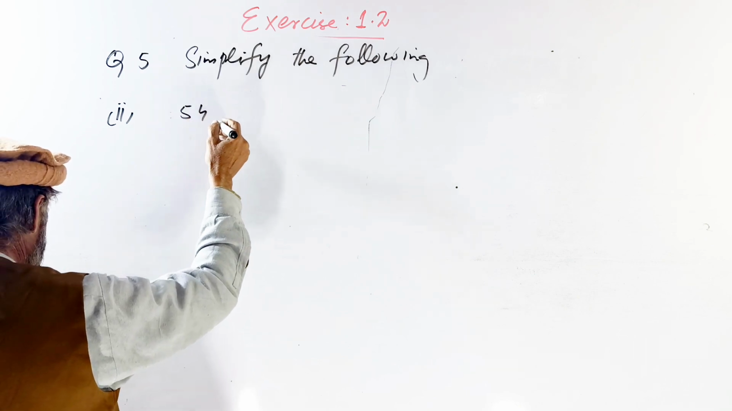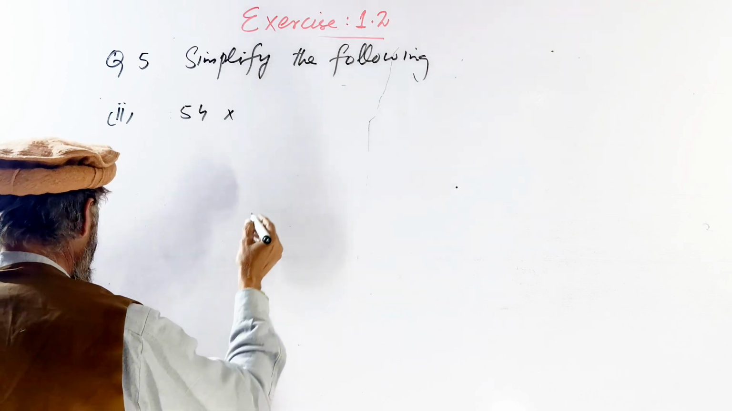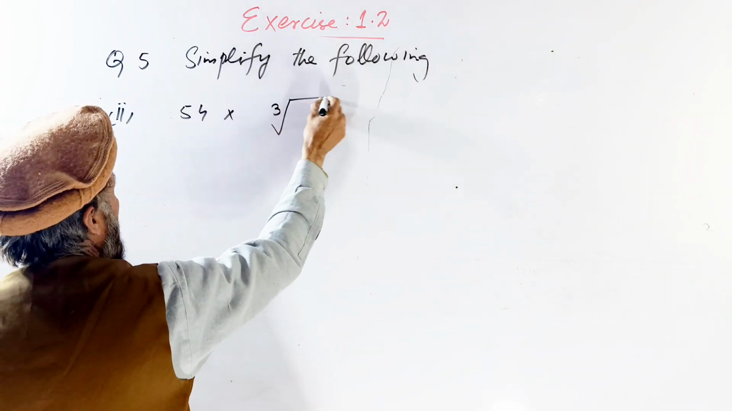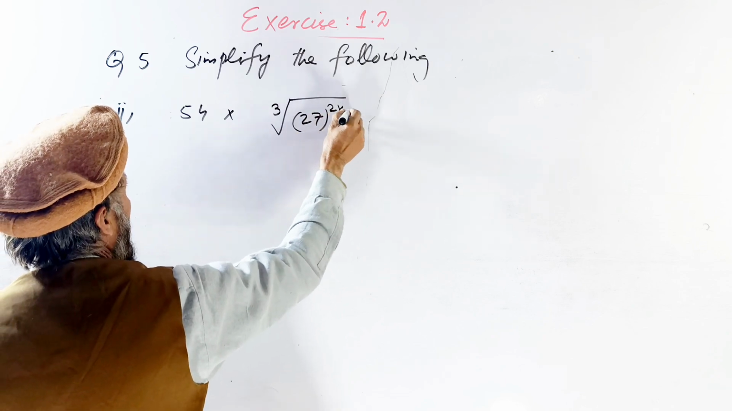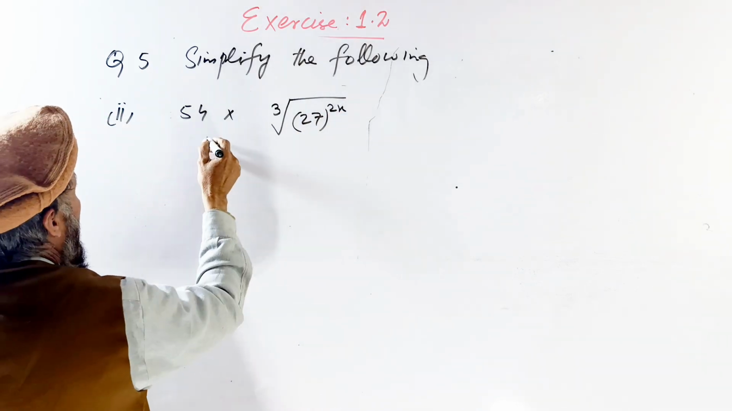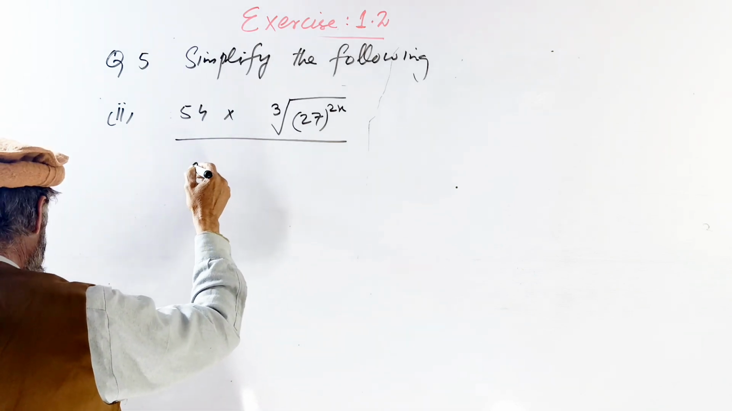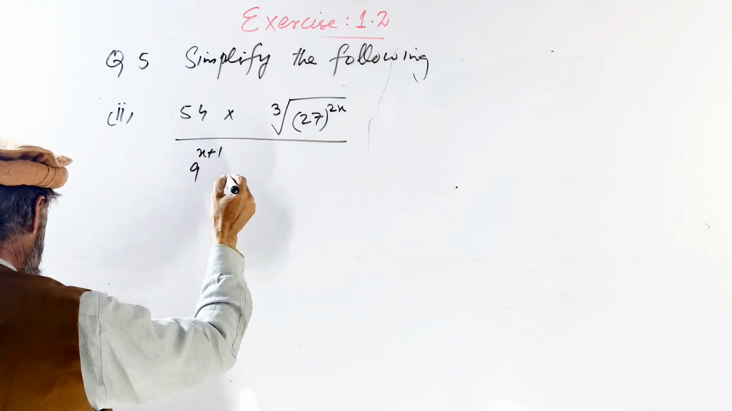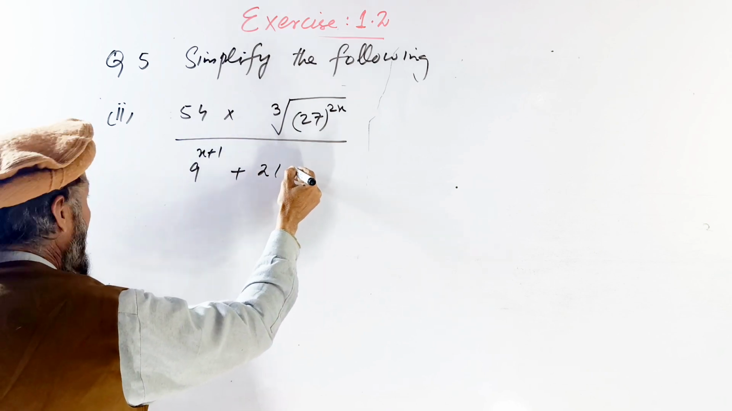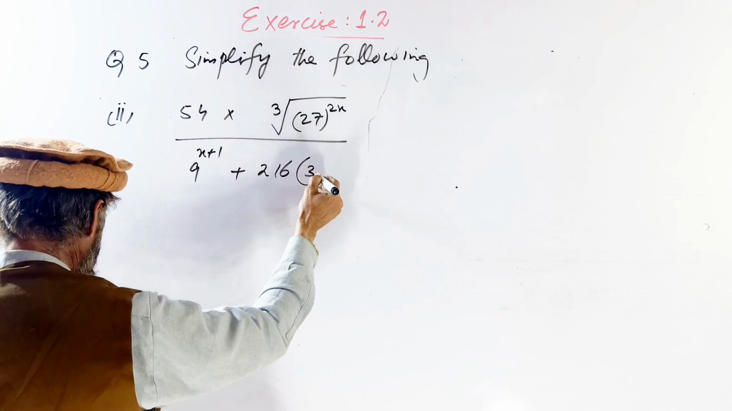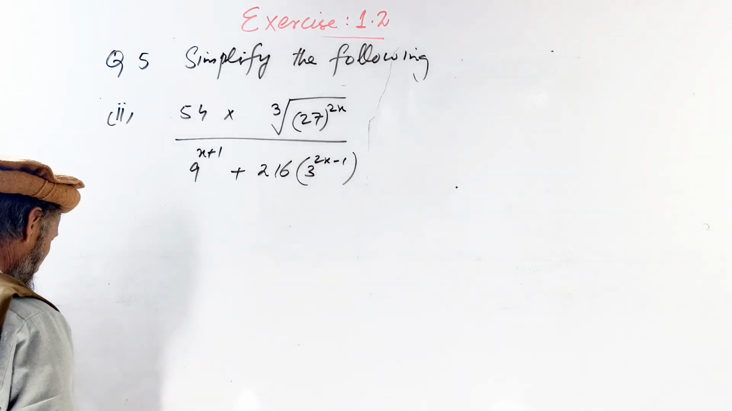Question 2, part 1: 54 multiplied by the index form of 3, 27 whole power 2x, divided by 9 power x plus 1, plus 216 to the power 2x minus 1, exponent 2x minus 1.